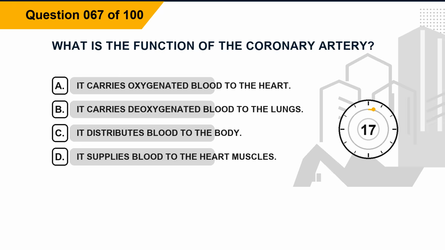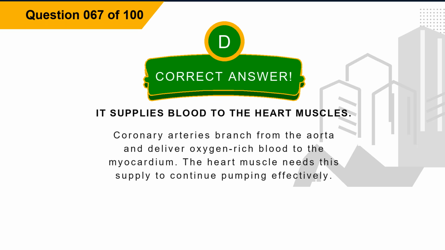Question 67. What is the function of the coronary artery? Option A. It carries oxygenated blood to the heart. Option B. It carries deoxygenated blood to the lungs. Option C. It distributes blood to the body. Option D. It supplies blood to the heart muscles. The correct answer is option D. It supplies blood to the heart muscles. Explanation. Coronary arteries branch from the aorta and deliver oxygen-rich blood to the myocardium. The heart muscle needs this supply to continue pumping effectively.